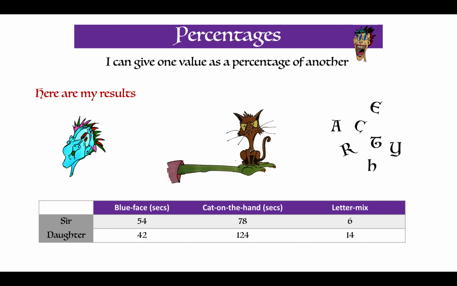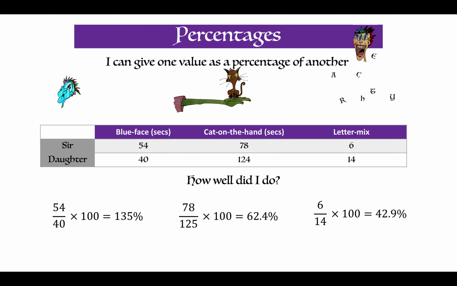So the question I'm asking is, how did I do against my daughter? How well did I do? And the way we're looking at it today is as a percentage of another. So how did I compare with her using percentages? So if we look here, we can see that my result was 54. So 54 out of hers, so 54 divided by 40 times 100 makes it a percentage, 135%. I had 135% of the seconds she did.